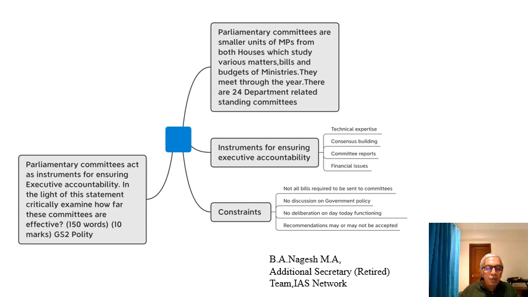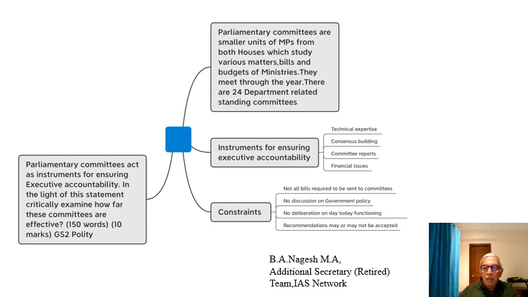Now, this question which we have taken for discussion is for 150 words, 10 marks. So 150 words means 15 sentences. So once again, I will advise you on how to break up your answer. In the introductory part, you say we have adopted the parliamentary system of government from the United Kingdom. And in the parliamentary form of government, the executive is responsible to the legislature. By responsibility to the legislature, I mean responsibility to the lower house of parliament.